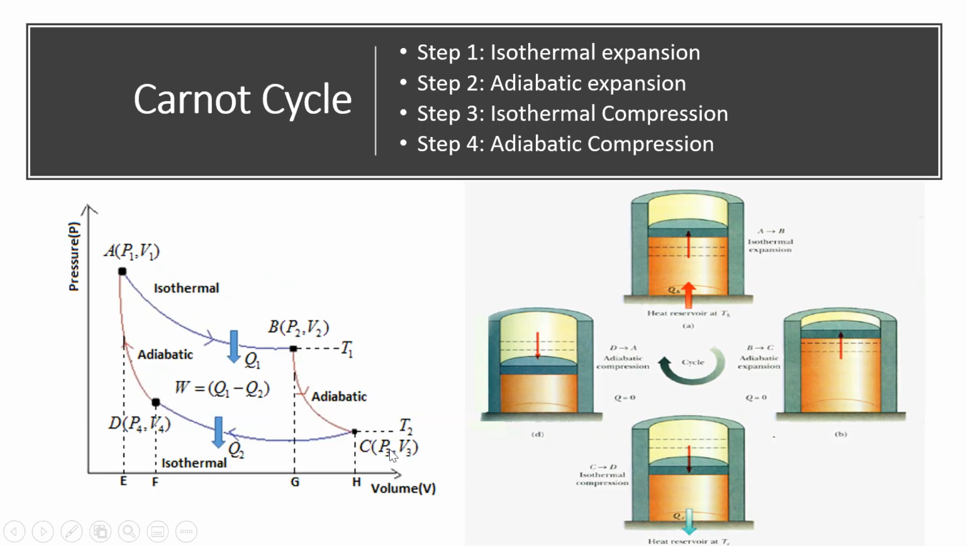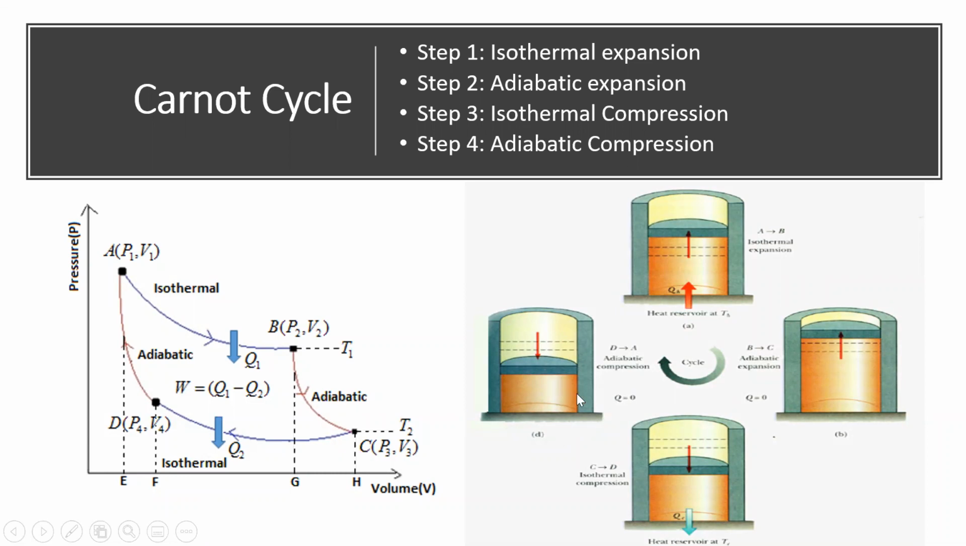The pressure goes from P3 to P4 and the volume goes from V3 to V4. It's an isothermal compression. After that, we again keep the gas cylinder on the insulating platform, and again we are doing work on the gas. We are abruptly pushing the piston down, which means we are further compressing the gas. This is adiabatic compression, because it's kept on the insulating platform and there is no exchange of heat.